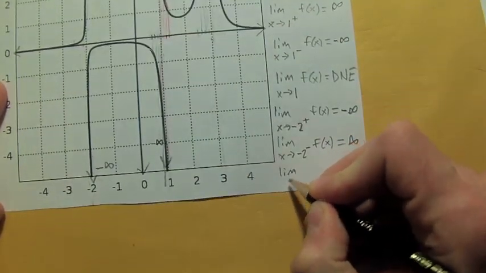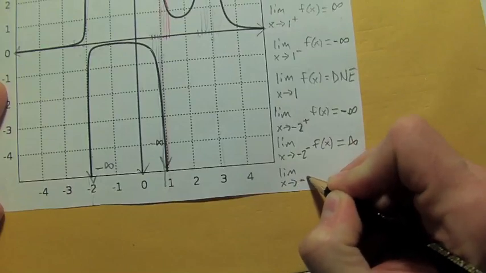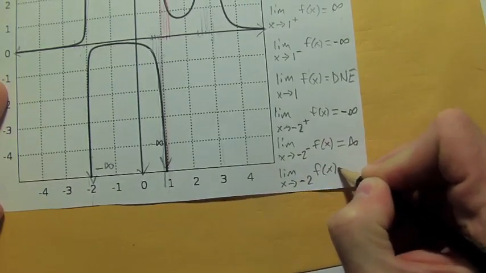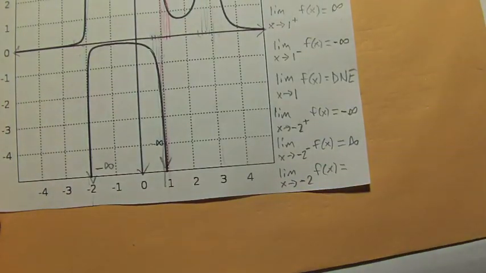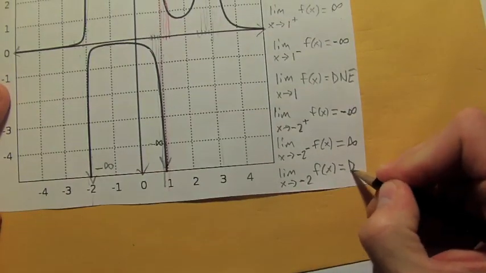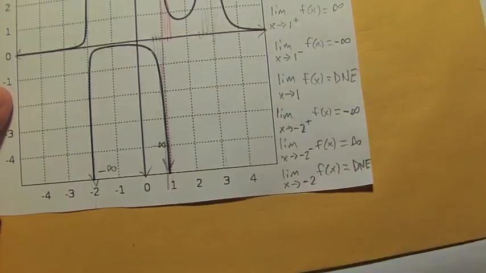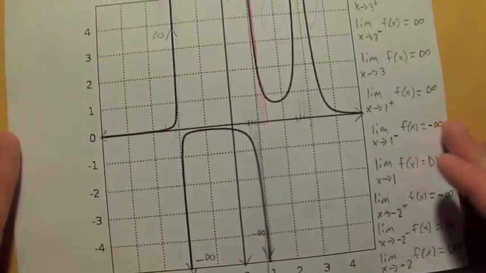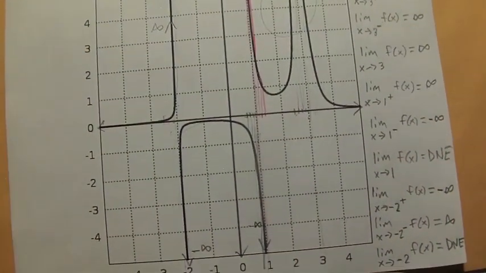So what could be said about the two-sided limit? Does not exist again. Does not exist.